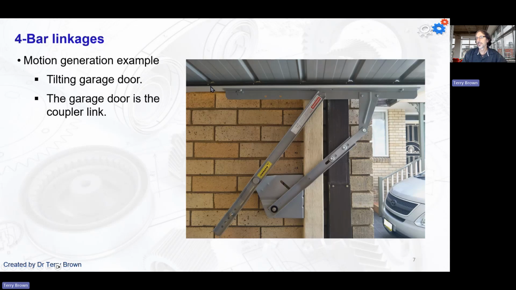So we want this door to be able to be horizontal at the top and then be able to come down and be vertical to close the door. But as we rotate this, we don't want the back or the top of the door to hit the roof of the garage.